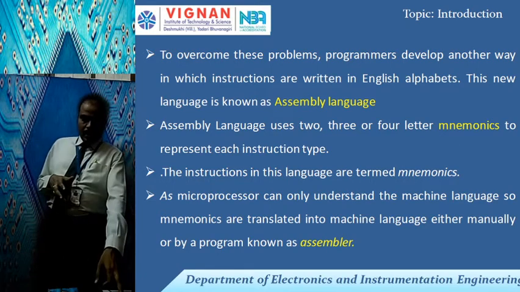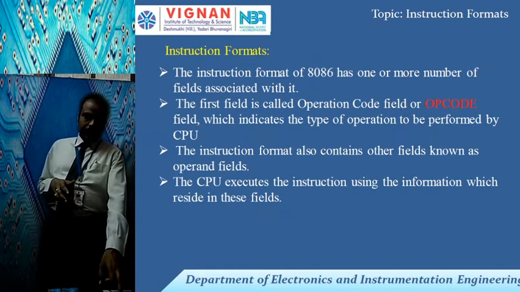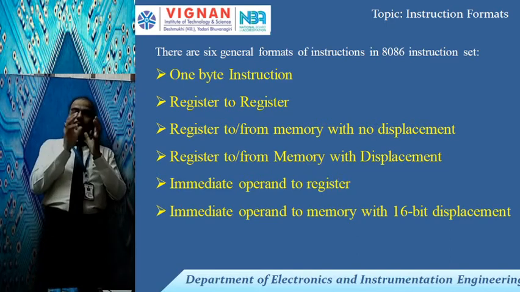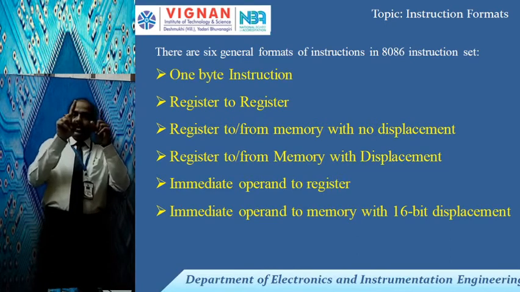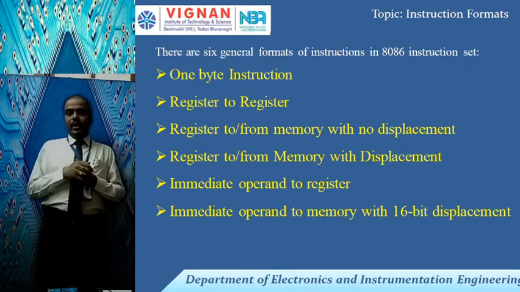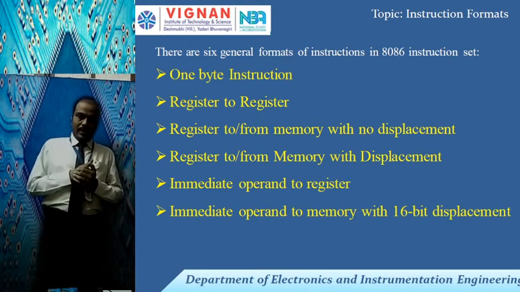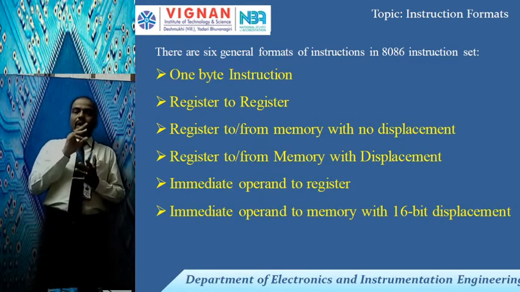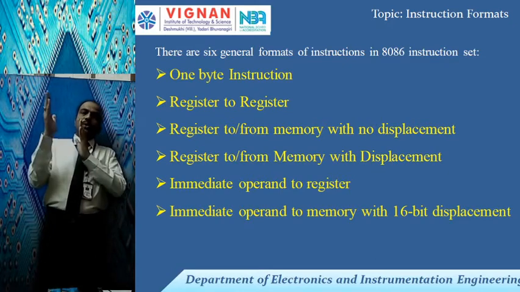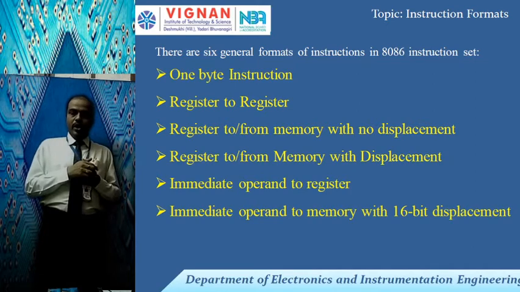So we have 6 instruction formats. The first is the 1 byte instruction, where the instruction itself has both opcode and operand. Example: CLC, clear the carry. There is no separate operand field; it is only 1 byte long. Register to register is 2 bytes long. The first byte specifies the opcode, and the other one specifies the register.